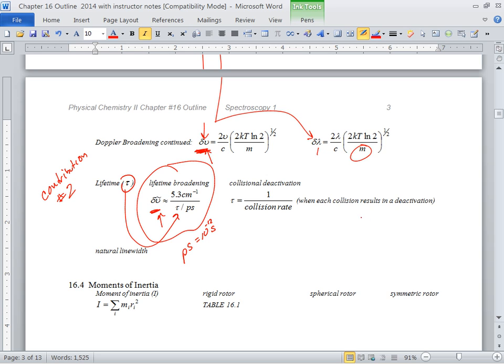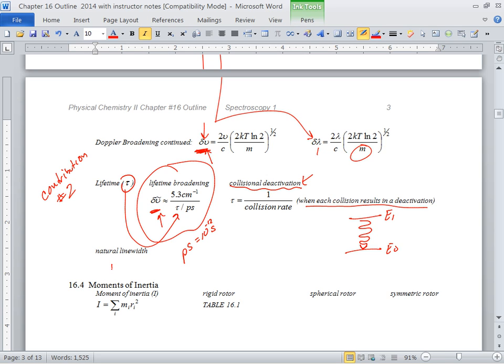And then they're saying that, okay, fine, collisional deactivation. You don't want to emit light. You want to go from E1 to E0 and somehow just get there. I don't know how you get there, but you get there without emitting light. They call that the collisional deactivation. It's just dissipating your energy through heat, through a lot of collisions. Okay, and that deactivation is 1 over the collision rate. I guess that only works when each collision results in a deactivation. But okay.